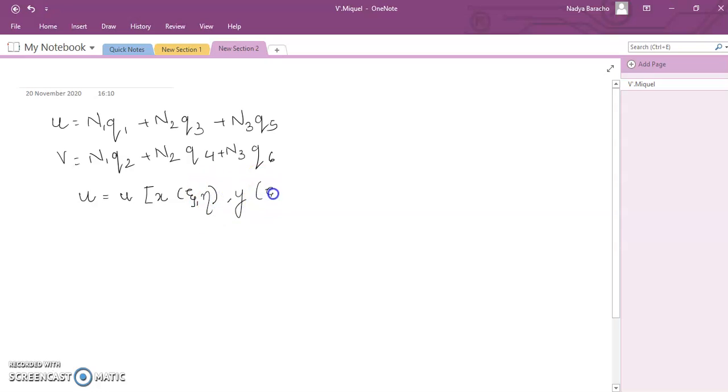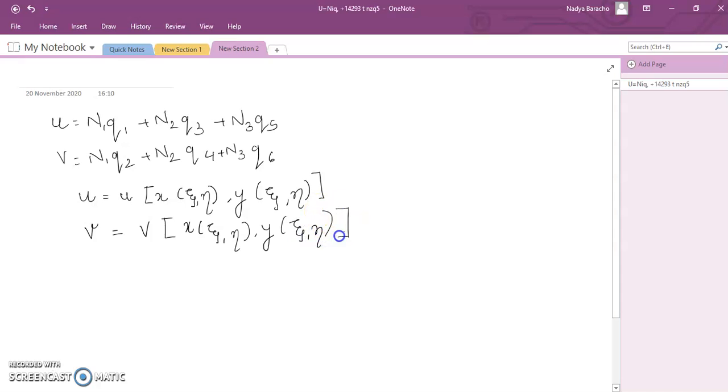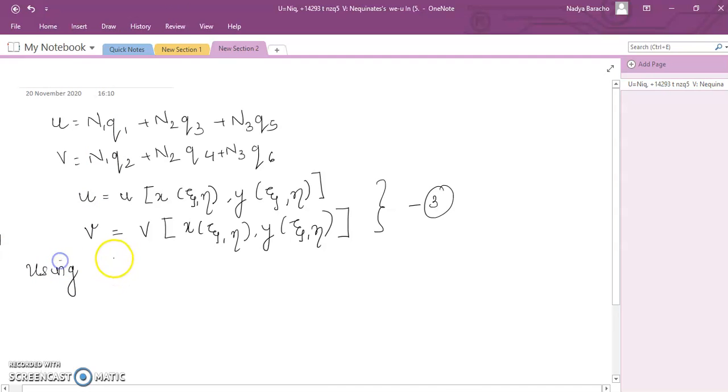we know that u is a function of x and y, which is in turn a function of zeta and eta. The same thing holds true for the displacement in the y direction, that is v. Let me call this equation 3. Now I am using the chain rule of differentiation.